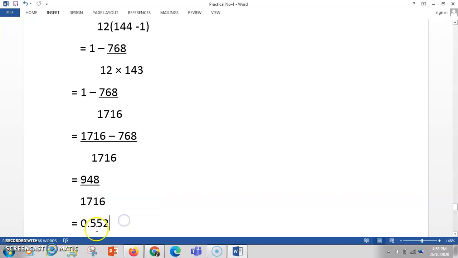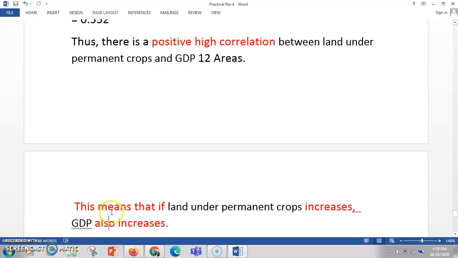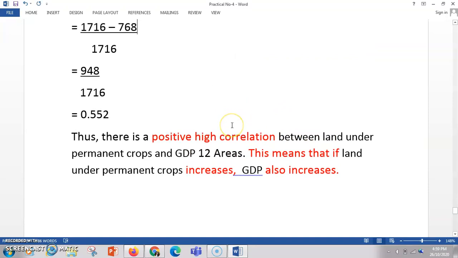Now you can see that the final correlation value is between 1 and minus 1, which means your answer is correct. As this value is positive, you can say that it is a positive correlation. By this you can conclude that if the land under permanent crops increases, then definitely the GDP is also going to increase. So this is the conclusion you can give for this sum, that it is a positive high correlation, and if the permanent land under crops increases, the GDP of that country or place is going to increase. This is how you can conclude and relate the relationships between the variables.